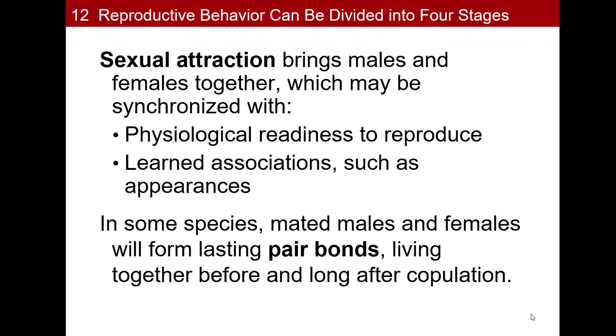This can be synchronized by a few different things. One thing, it talks about physiological readiness to reproduce. So for some species, this is especially important, that maybe there'll be some signals that are being released, some pheromones, certain behaviors that indicate that an individual is ready to reproduce. And perhaps that is part of what is found sexually attractive, that there's some kind of signal that that individual is ready to reproduce.